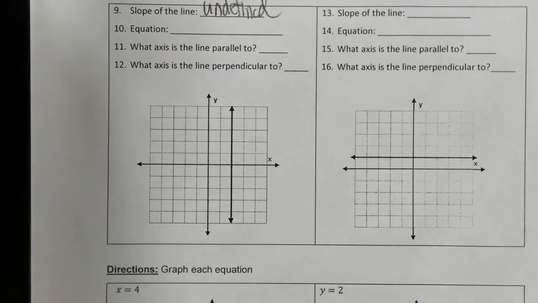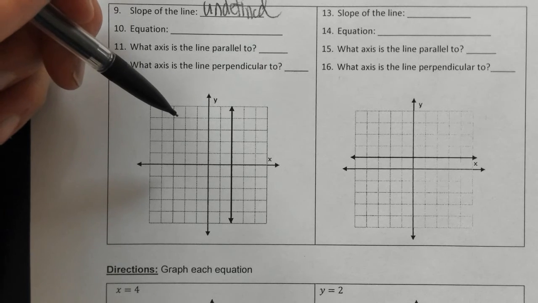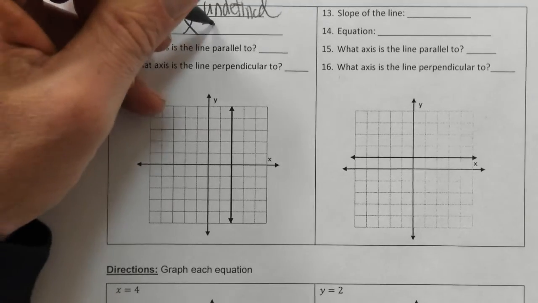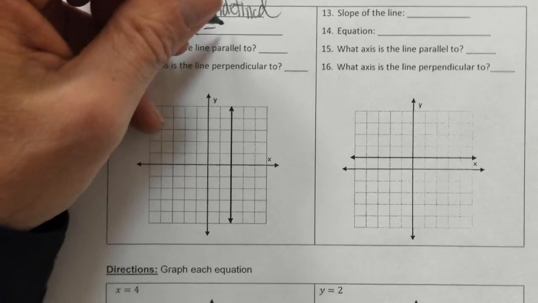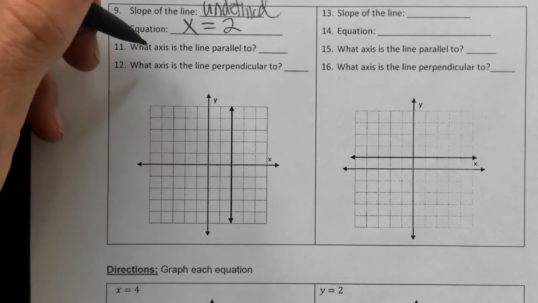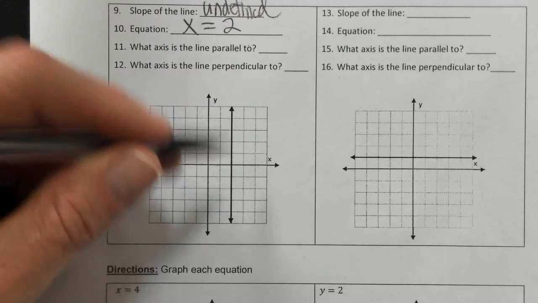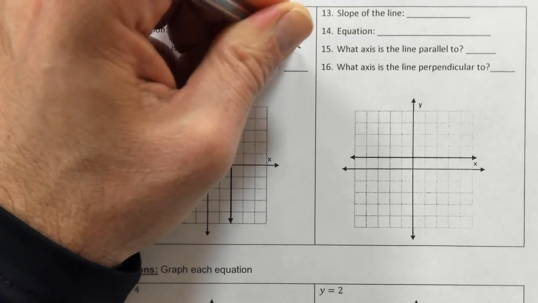Okay, slope is undefined. Now, we need to write out the equation for this particular line. Since it hits the x-axis, my equation is going to be x equals, and it hits at 2, so the equation is going to be x equals 2. What axis is the line parallel to? It's going the same direction, so it's parallel to the y-axis.